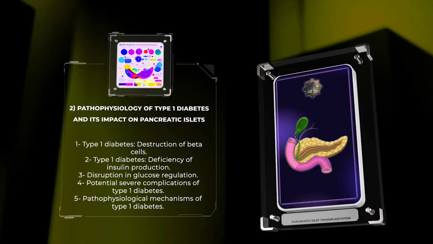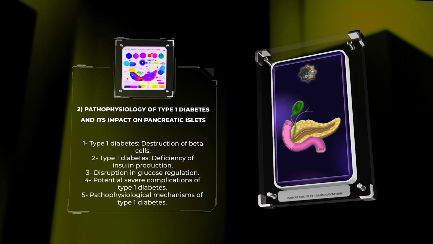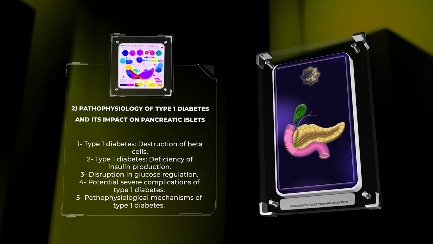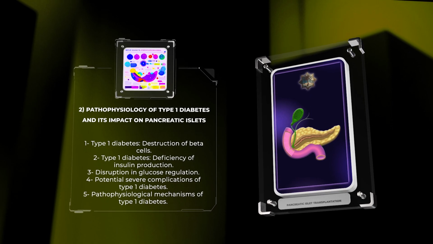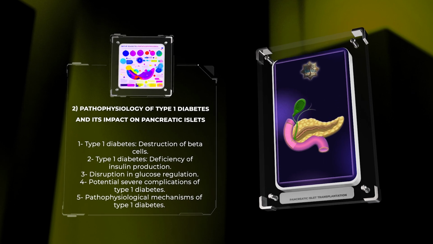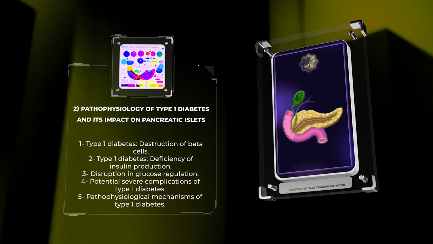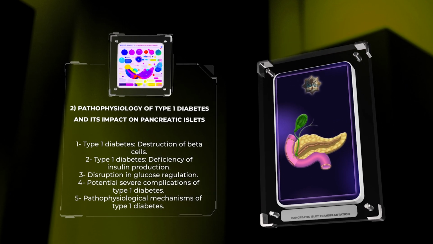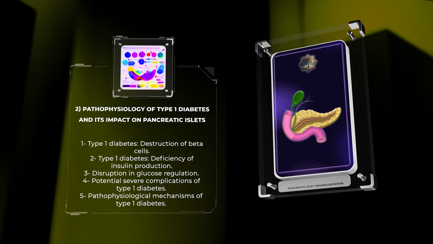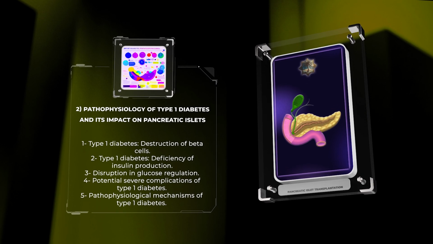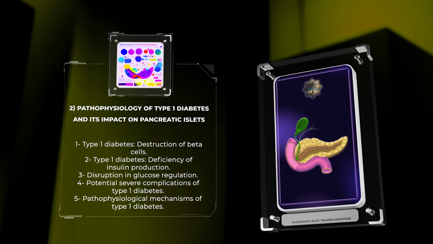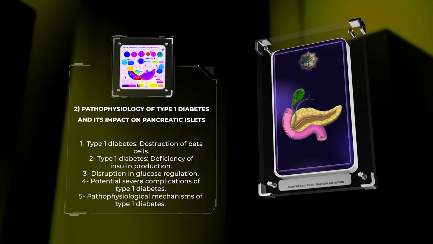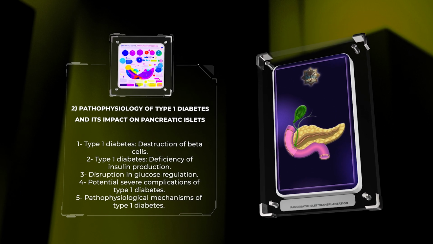Type 1 diabetes, also known as insulin-dependent diabetes mellitus, IDDM, is an autoimmune disease characterized by the destruction of beta cells, leading to a deficiency of insulin production. This disruption in glucose regulation can result in severe complications if left untreated. Understanding the underlying pathophysiological mechanisms behind type 1 diabetes is essential for comprehending the rationale behind islet transplantation as a potential therapeutic option. It is crucial for medical practitioners to grasp the intricate interplay between the immune system and the pancreatic islets in order to provide optimal care for patients with type 1 diabetes.